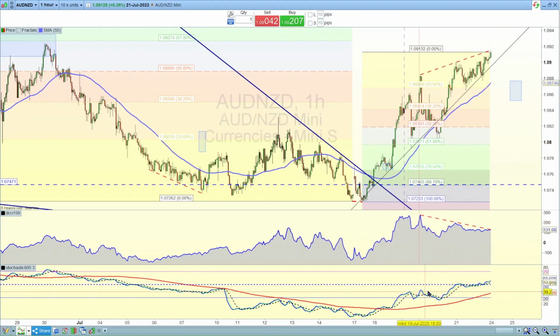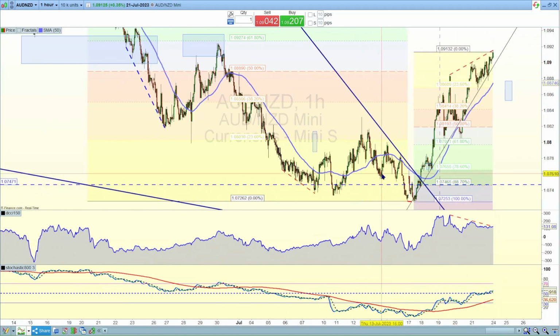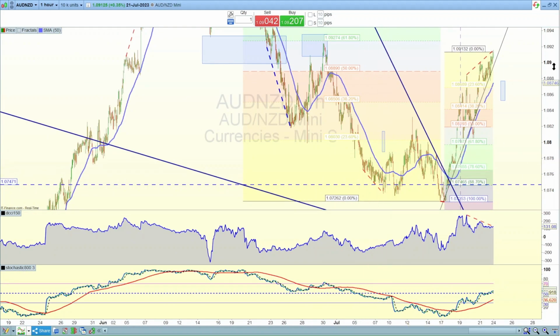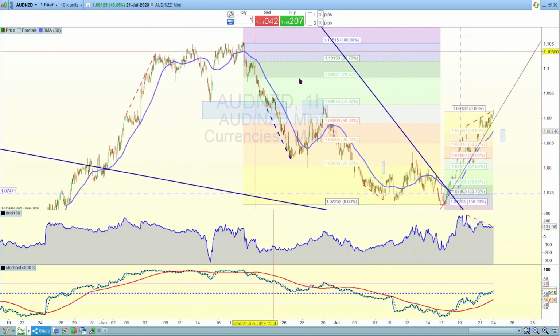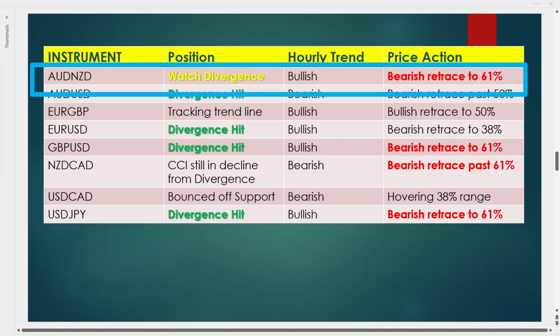Down here we've also got a stochastic, and you can see it's just past that dotted line, the 50 mark or the midpoint. So we're currently potentially in a bullish mode. If I zoom out here, you'll notice from this wider range we're now reaching the 61%. If it breaks through that area, we're going to see further gains. Otherwise it may bounce from that 61%, and that's always a key area to look out for. That's why I've got that in red, a bearish retrace to the 61% level.